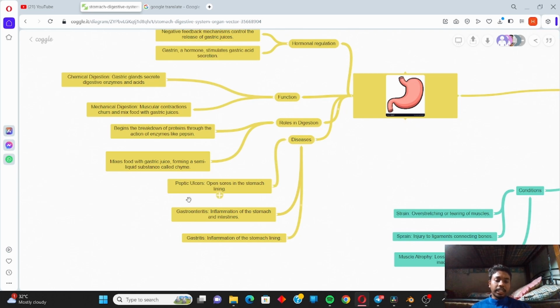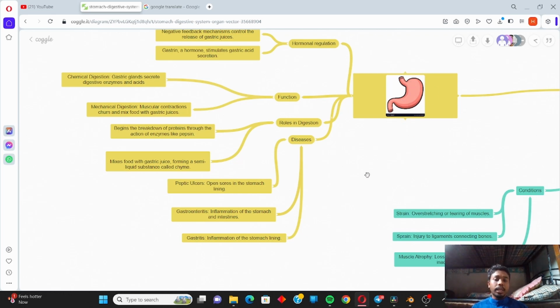Then we have three diseases, though there are more. First is peptic ulcer, which I talked about before, open sores in the stomach lining. Then gastroenteritis, inflammation of the stomach and intestines, and then gastritis, inflammation of the stomach lining. These are the diseases that can happen at the stomach.